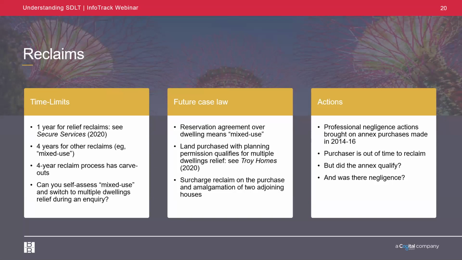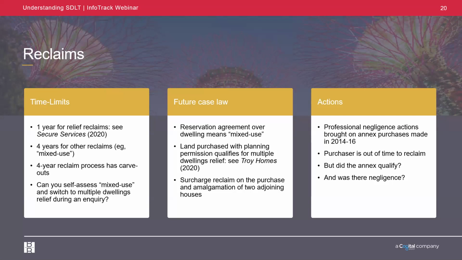Just jumping to the last bullet point though, it's interesting that the tribunal didn't talk about the exception to the one year limit rule where an inquiry is opened, which was the case in Secure Services. So where the revenue opened an inquiry and you, during the course of that inquiry, but more than 1 year after the transaction, wish to claim a relief, well, the legislation appears to permit the purchaser to switch, perhaps from mixed use to multiple dwellings relief, provided that the inquiry is in progress, which wasn't argued, I think, unfortunately, in Secure Services.